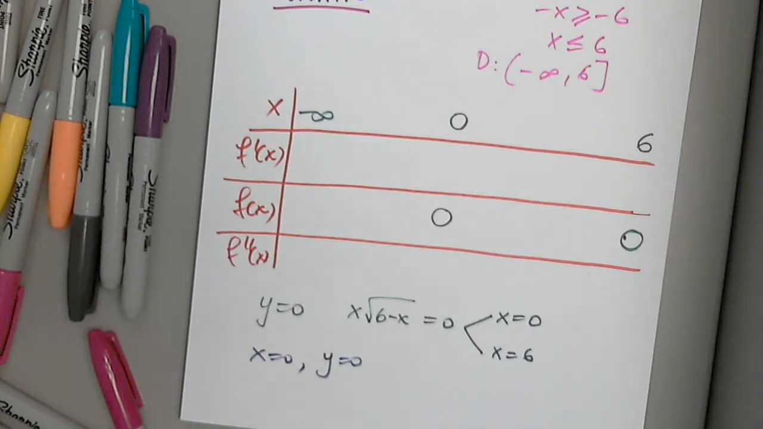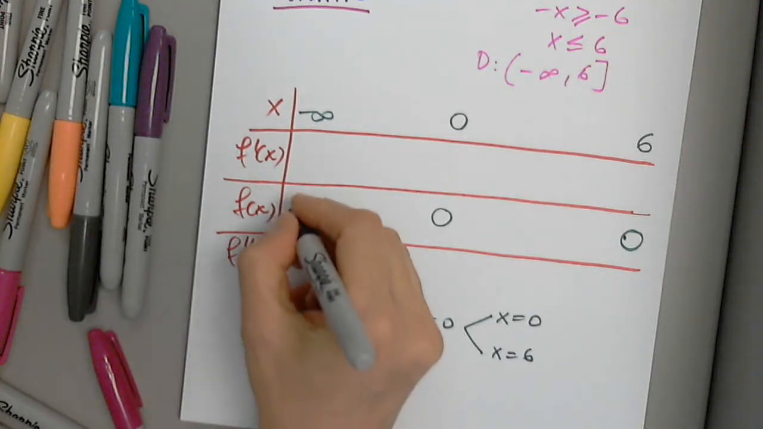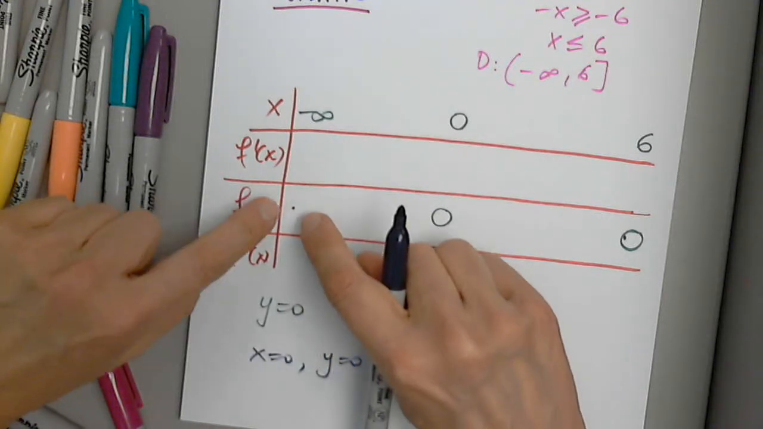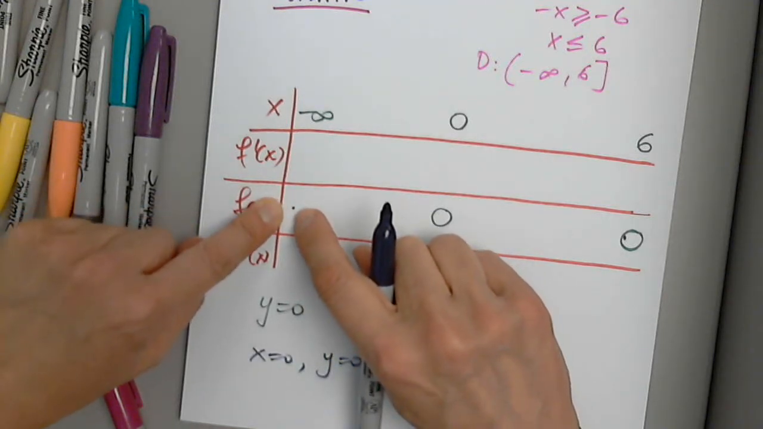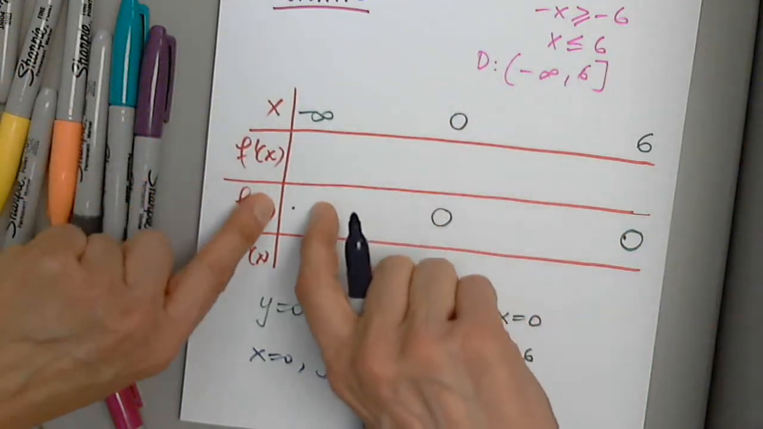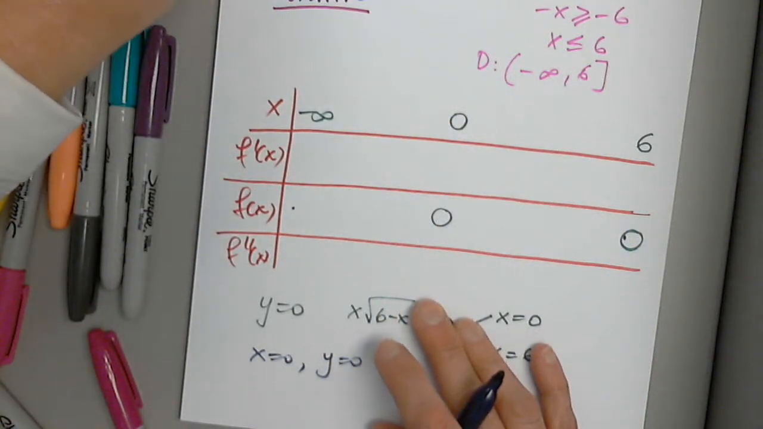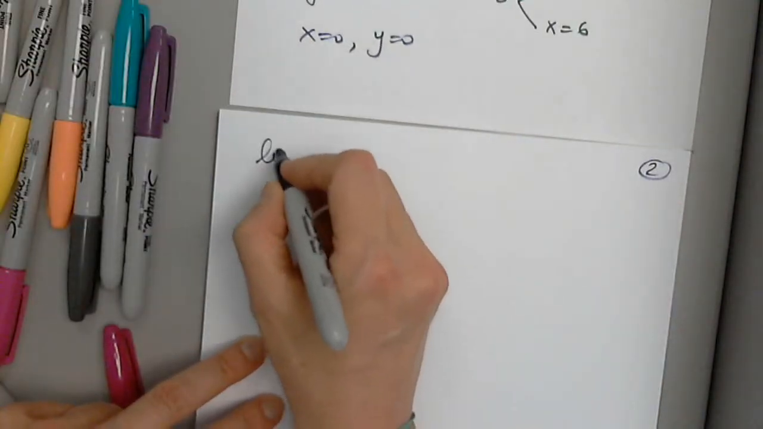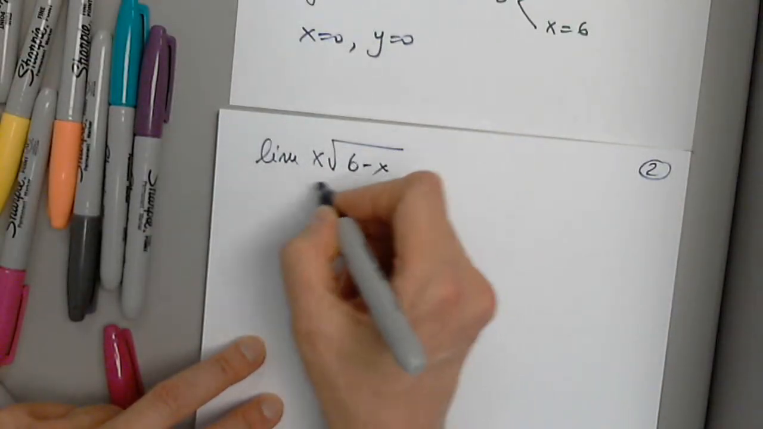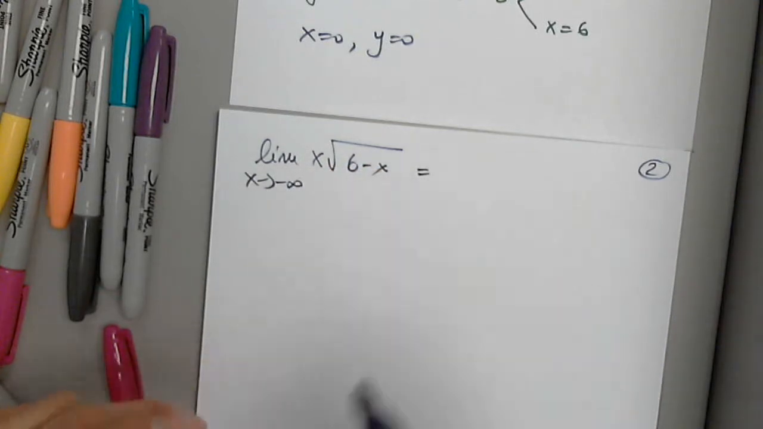I need to determine one more thing, which is this. What am I asking you to find? Excellent. The limit as x approaches negative infinity. Thank you, Savannah. Awesome. So the limit of x times the square root of 6 minus x, as x approaches negative infinity. Let's do this together. Ready? Where does this go when x approaches negative infinity?